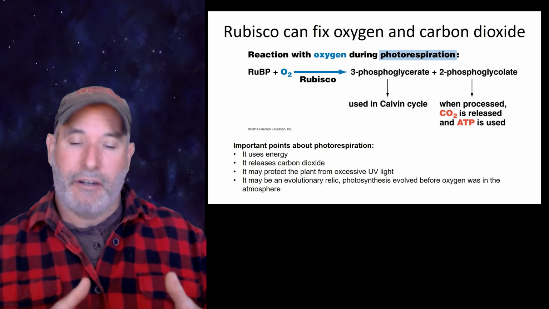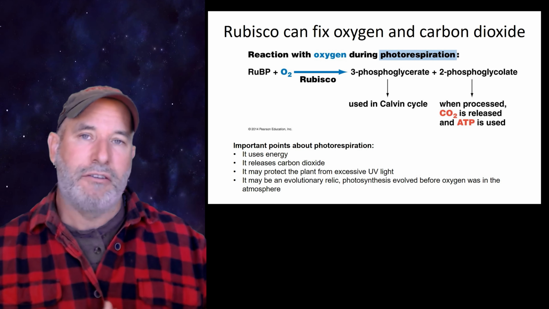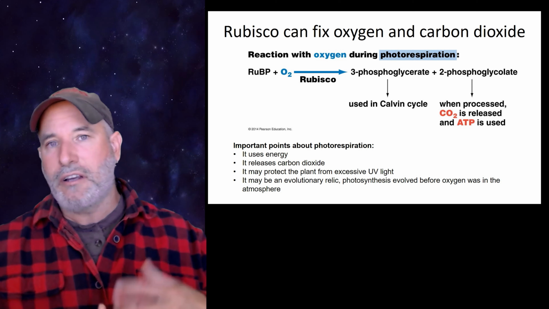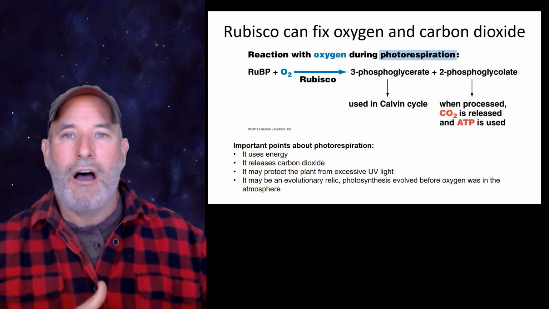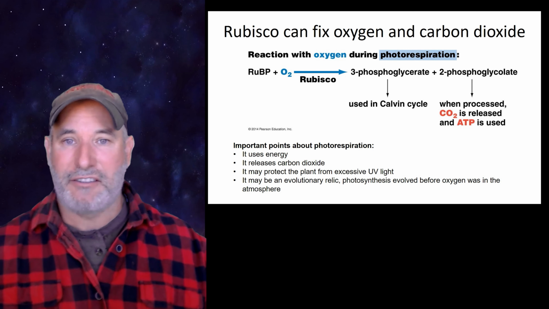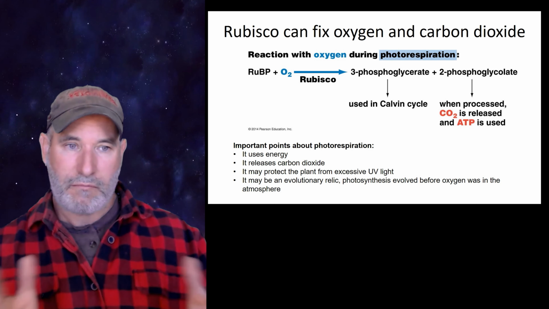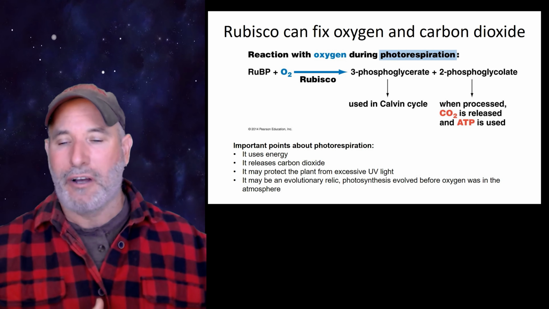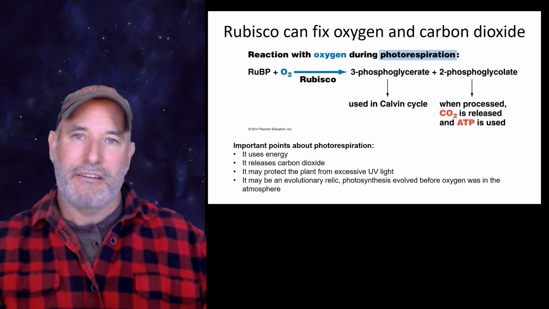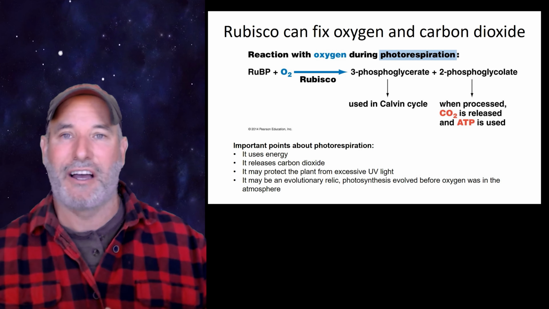Now, during photorespiration, the 3-phosphoglycerate can be used in the Calvin cycle, okay? So it can continue on. But instead of having two of them, you only have one because 2-phosphoglycolate is a 2-carbon compound. It has a phosphate group on carbon number 2. And when it's processed, this releases CO2. So instead of fixing carbon dioxide into organic molecules, this is actually going to release carbon dioxide.